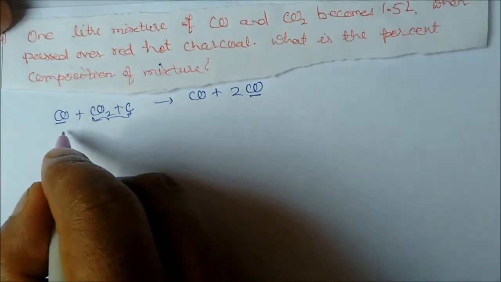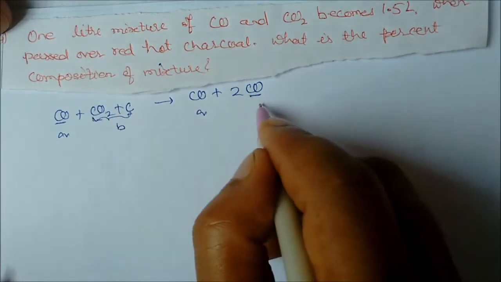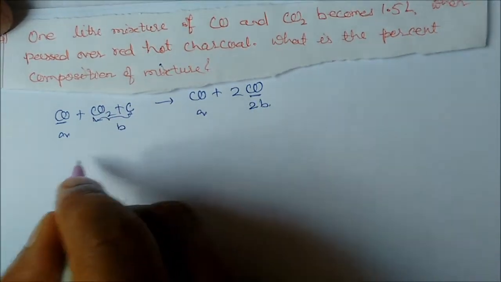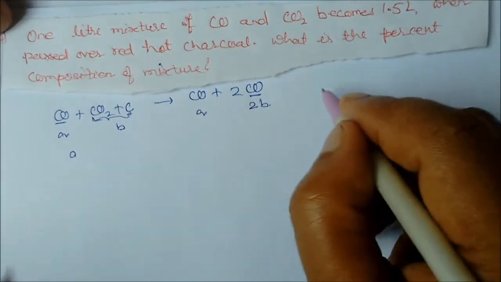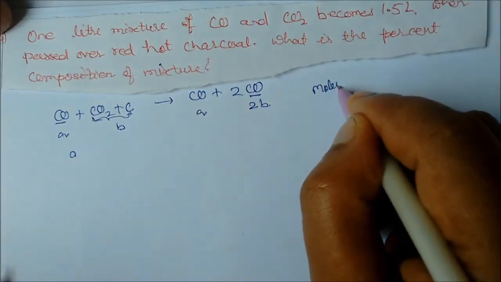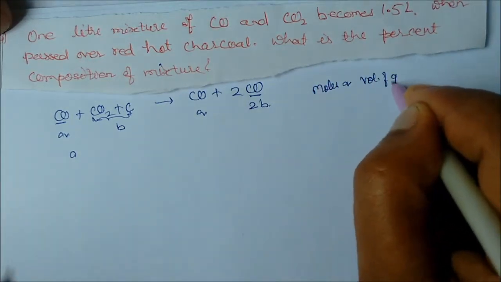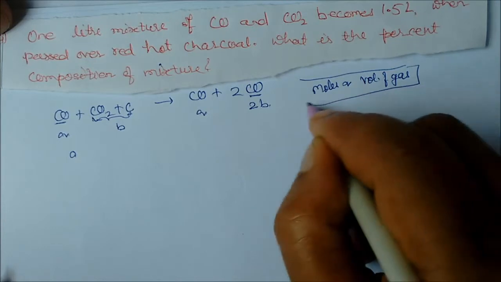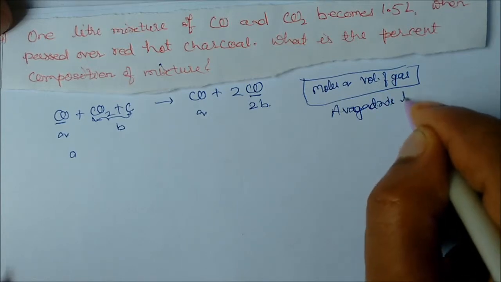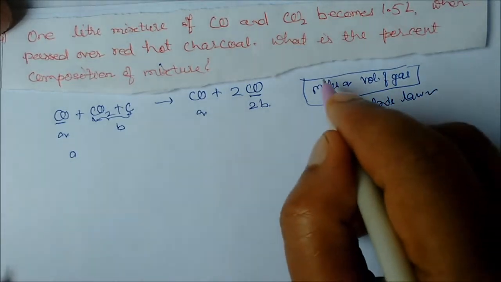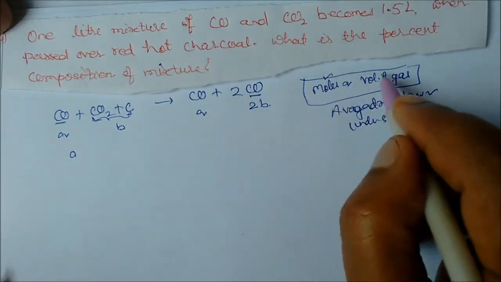If you take A moles of CO and B moles of CO2, then A stays as A and B is converted into 2B moles. This is the problem of moles being proportional to the volume of gas. This concept is Avogadro's law, in which we say that under STP the moles of a gas are proportional to the volume of the gas.